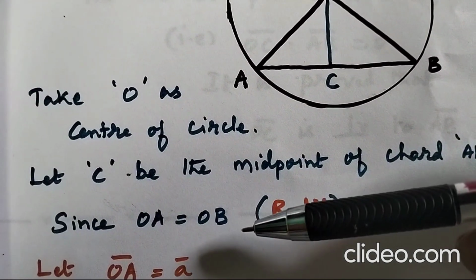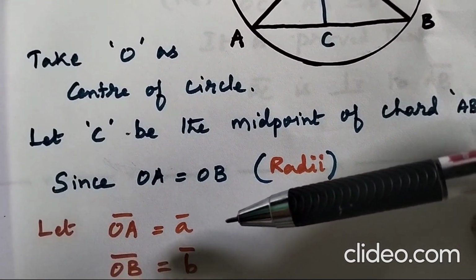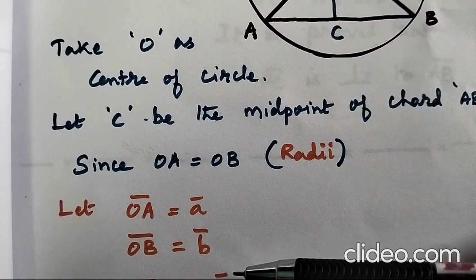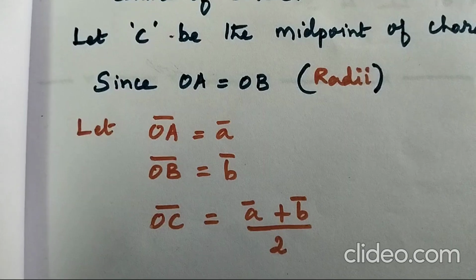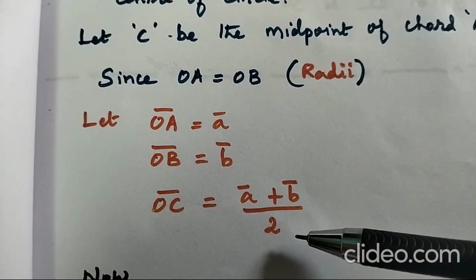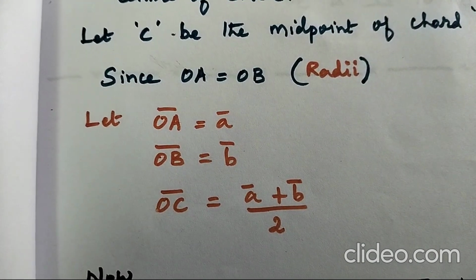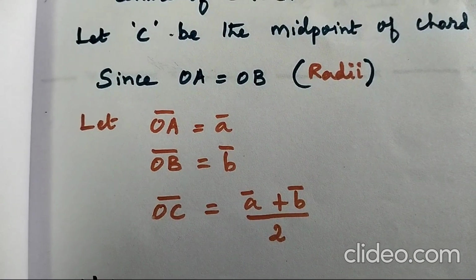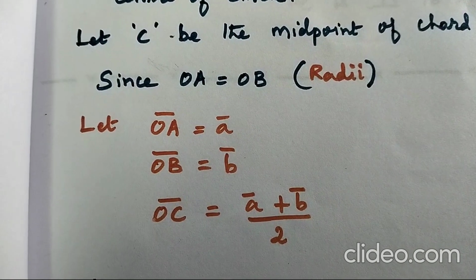Since OA is equal to OB, radius, let OA be described by an alphabet called vector a, OB by vector b. By property, this OC is given by (a plus b) by 2. That is the average of these two vectors, since these are the radii. Now let us move to the main part of this answer, that is going to utilize our vector basics, vector algebra fundamentals.